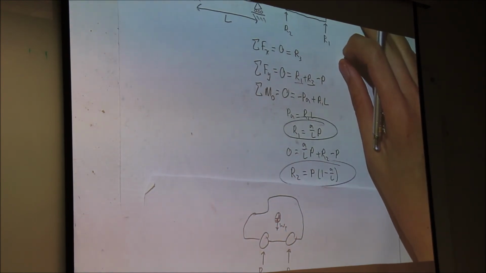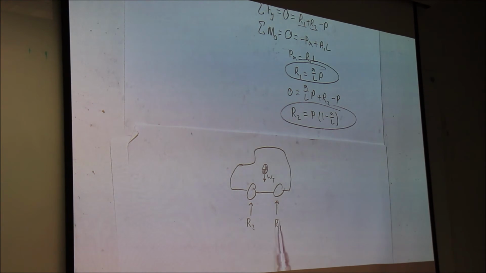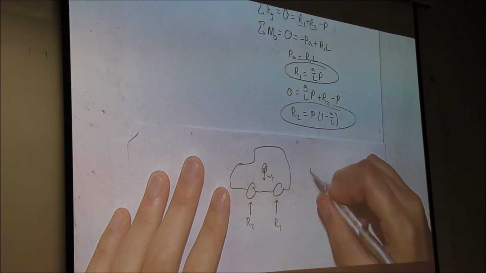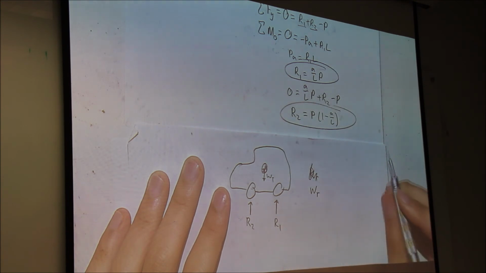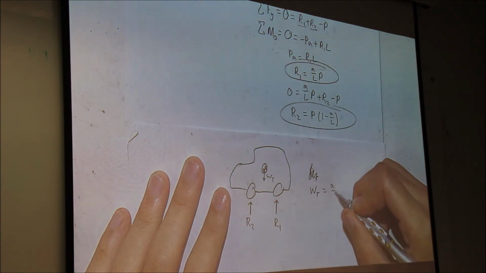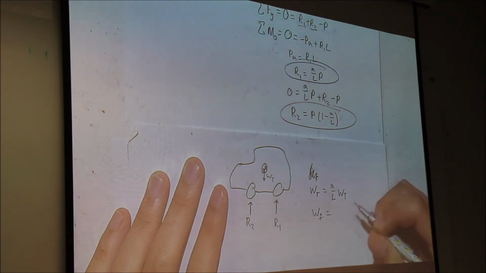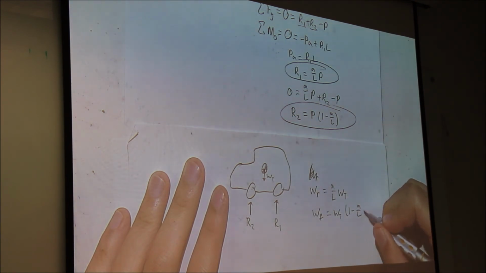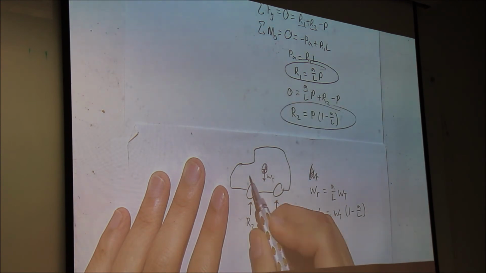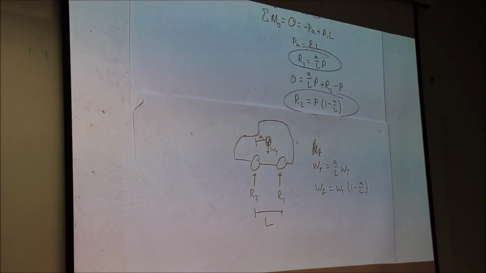And so the answers we came up with here are actually the same solutions we'd use to find the weight distribution of the car. So we know that weight rear, which is the weight on the rear wheels, is going to be equal to A over L times weight total, and weight front is going to be equal to weight total times 1 minus A over L, where L is the wheelbase and A is the CG distance. Now that's pretty cool.